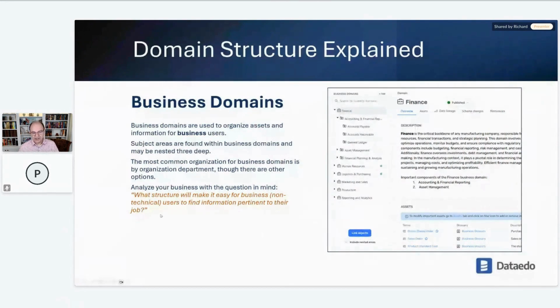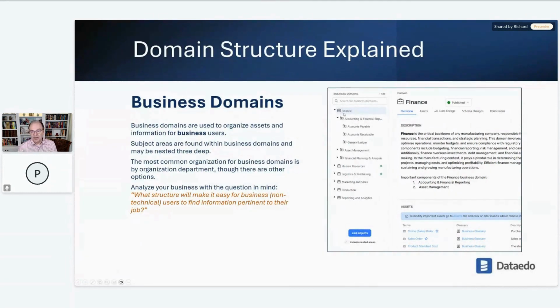So the way you decide what option you want to follow is by asking the question, what structure will make it easy for business users to find information pertinent to their job? That's really the key. You want to make it easy for them to find information. So if it's by department, then that's a natural way to organize that. If it's some other way, that's fine. It can be organized in other ways.